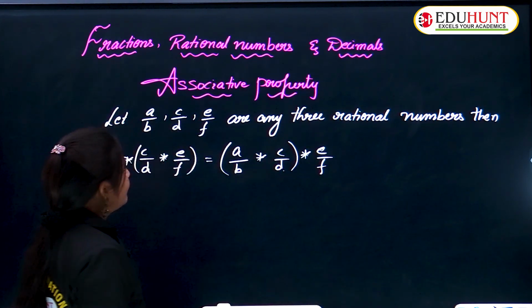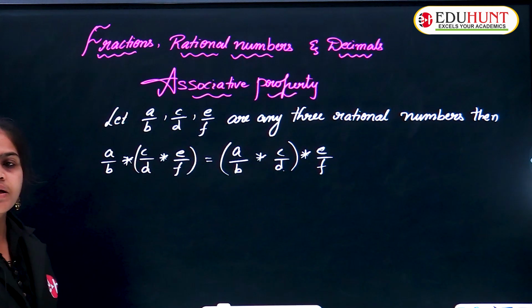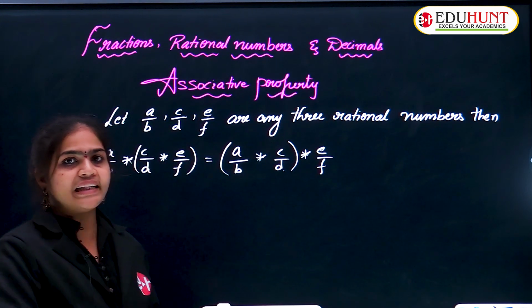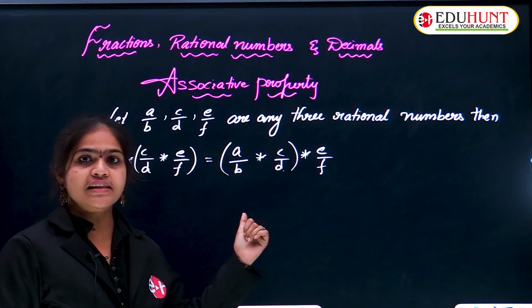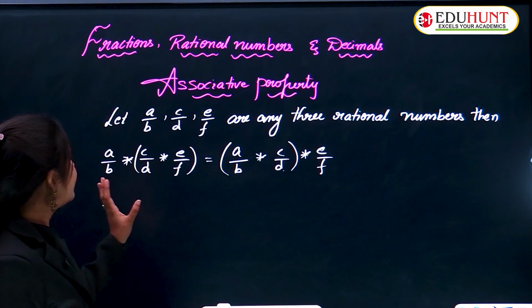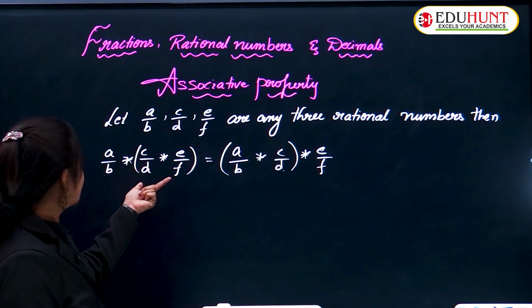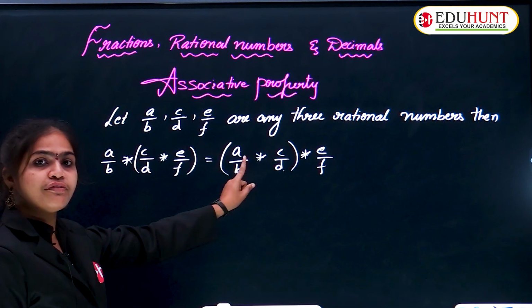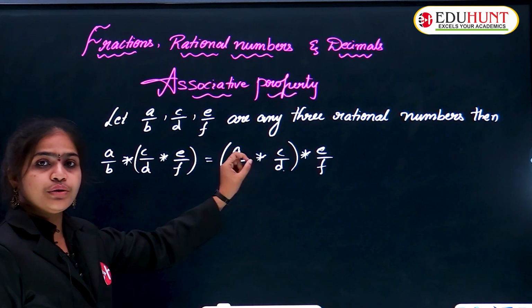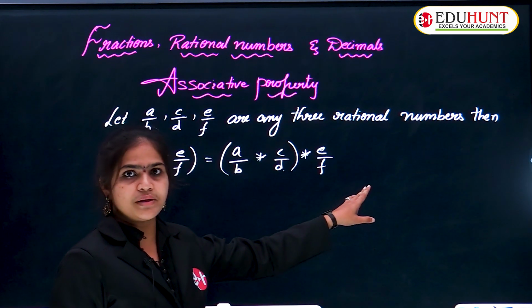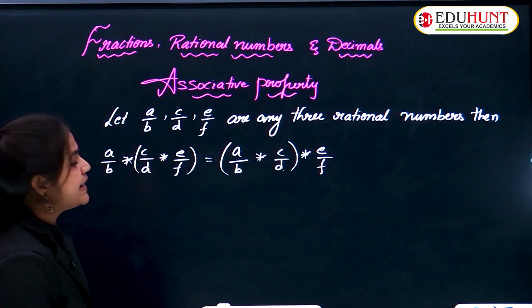By observing this, what can we say here? Previously we discussed changing the order, but here we are grouping them. There is a difference in the grouping of the numbers, only that difference. See, first here they added the 2nd and 3rd rational numbers, and here we added the 1st and 2nd rational numbers first. To that resultant we have to add the third rational number. So this is the associative property.